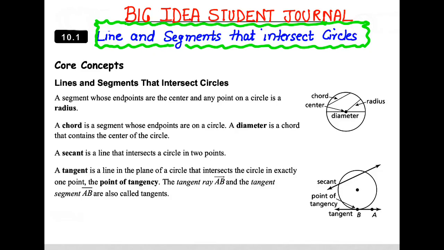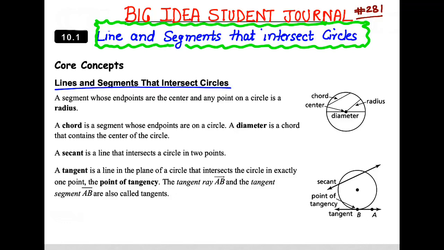Hello geometry students, today we are going to start our chapter 10.1. That's on page number 281 in your Big Ideas Student Journal. Before we start 10.1, we need to know about basic definitions. We are going to learn about lines and segments that intersect circles. This chapter is all about learning about lines and segments that intersect the different circles.